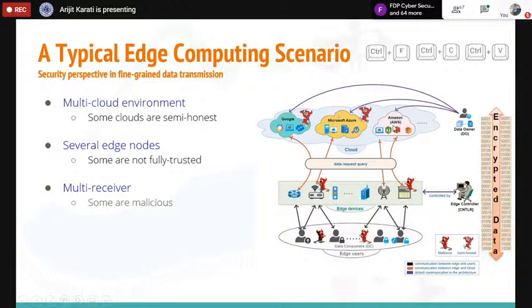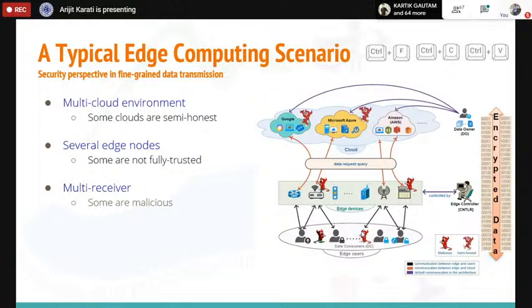The question is, can the data consumer securely download those data and use them with the help of edge computing scenarios? The answer is, it is possible, but there is no straightforward algorithm.